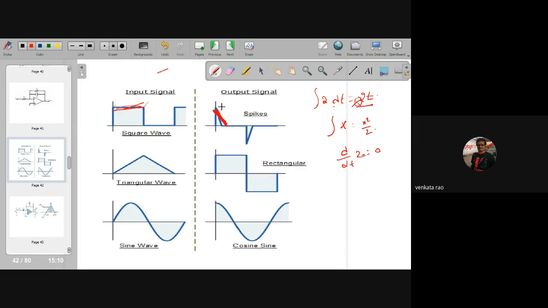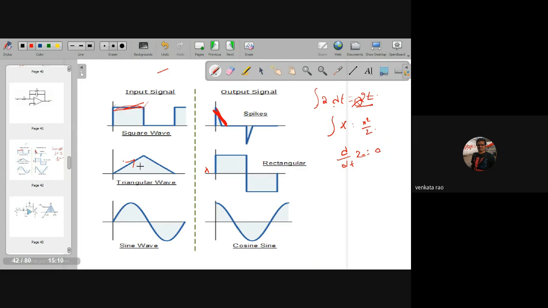Based on the R and C values, the spike is changing. Similarly, this is a linear, triangular waveform. This is x, and the integral of x is x square by 2. So you get a parabola, not this one, not this one.